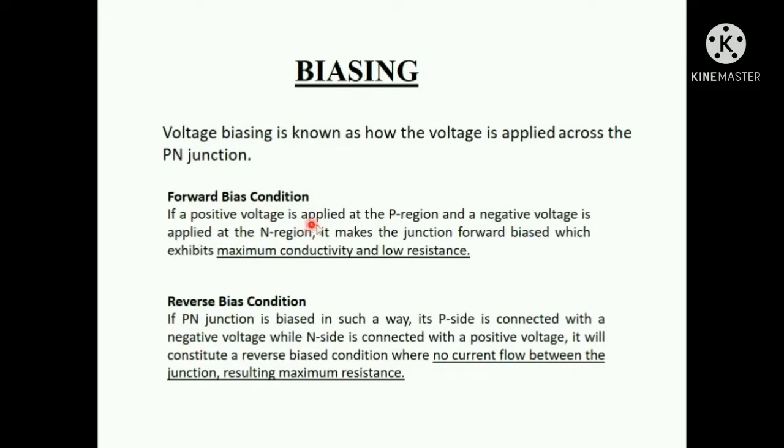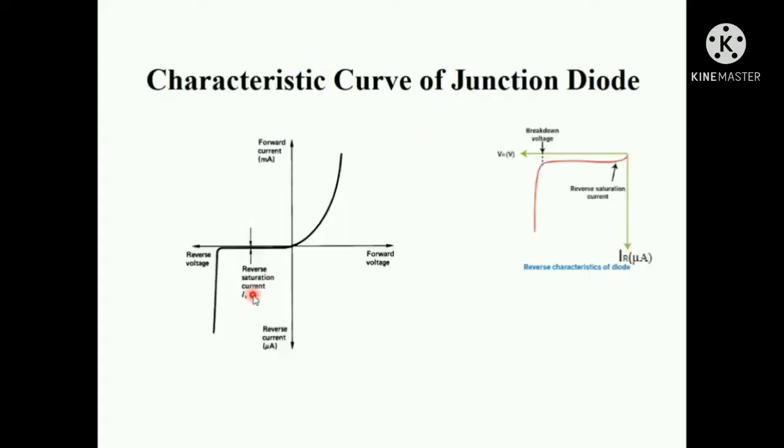When positive terminal of the battery is connected to the P region and negative to the N region, it is under forward bias condition. In that condition, it conducts to the maximum and offers low resistance. Whereas if we connect positive terminal to the N region and negative terminal to the P region, it is under reverse bias condition, and in that case it shows almost no current and shows the maximum resistance.